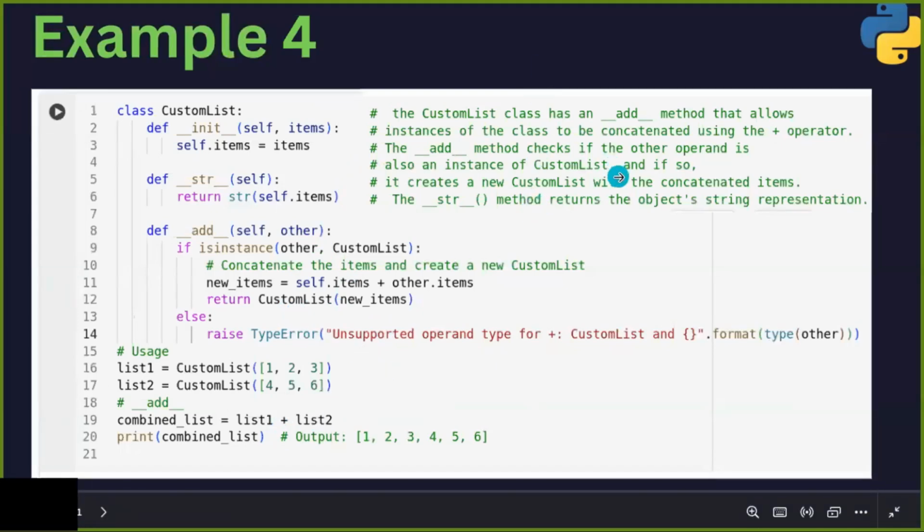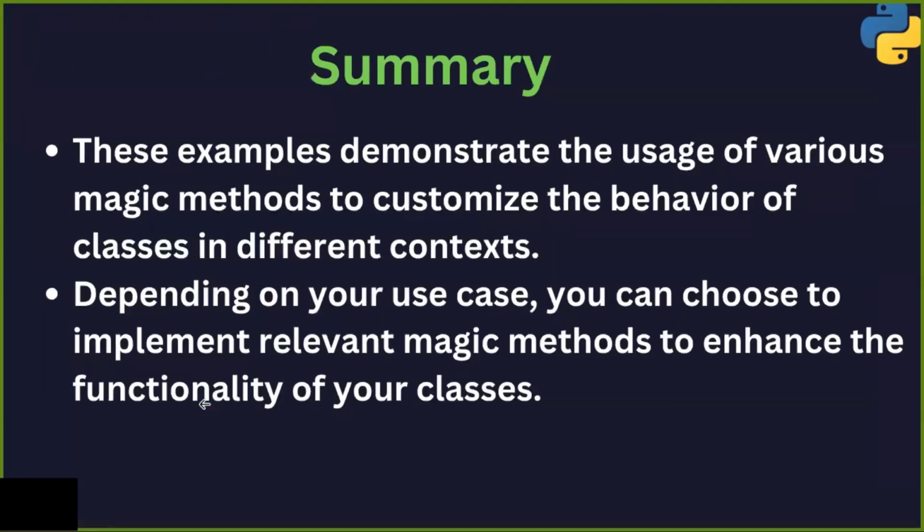So this add method checks if the other operand is also an instance of the custom list. If it is an instance of the custom list, it concatenates the items and creates a new custom list. Otherwise, it raises an error: unsupported operand type. And the str Dunder method just returns the object's string after concatenating the custom lists together. So these are some of the commonly used Dunder methods.